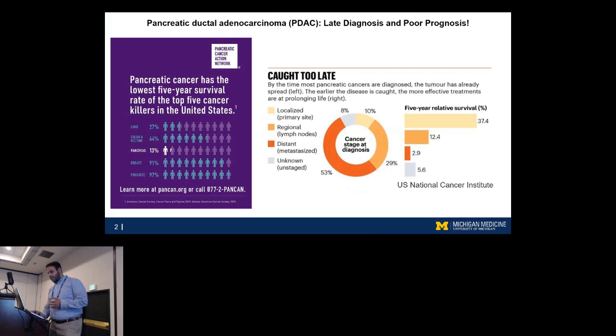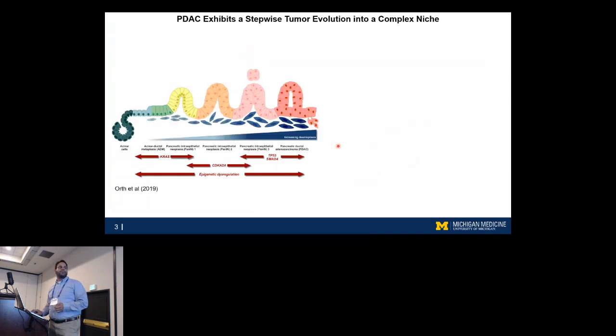As you see here, it's usually diagnosed very late, with 53% of people diagnosed in the late stages. And at that stage, the survival drops dramatically.